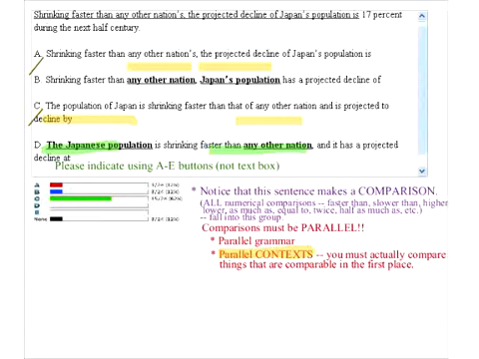So on the other hand, green light on these ones, Japan's population and that of any other nation. That of is a pronoun. It's got to have something to stand for over here. But it does. That is the population. So that works.